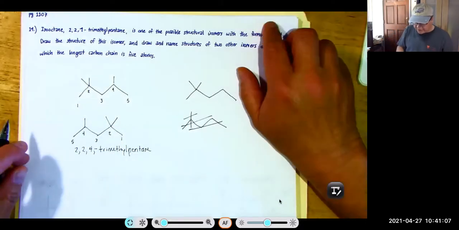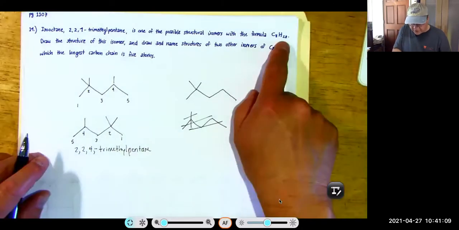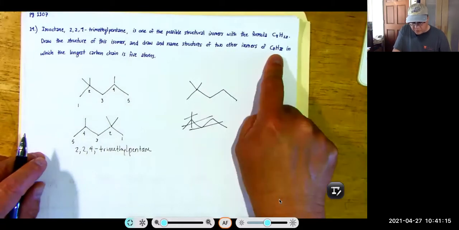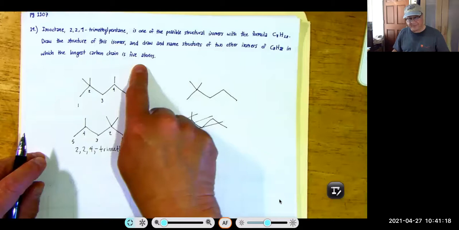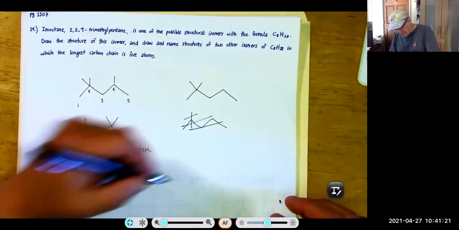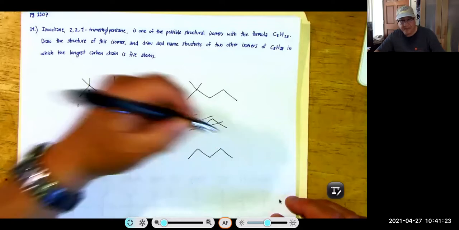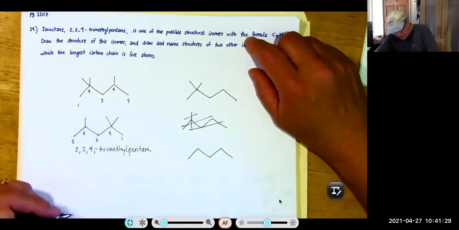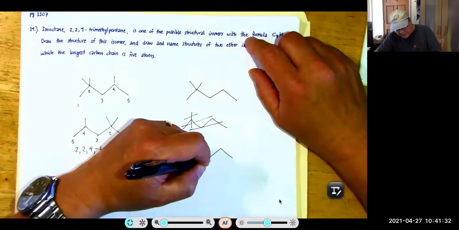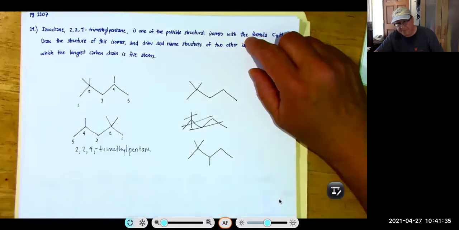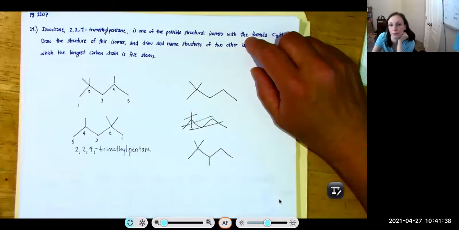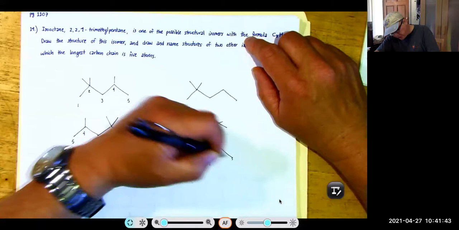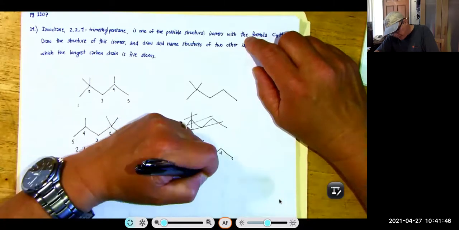Okay, so this is one of the formulas with this. Draw and name the structures of 2 others in which the longest chain is 5 atoms. Okay, so here's the longest chain, 5 atoms, right? Mm-hmm. And I need to add 3 more carbons to this. Could I do this, and would it be different than that? The answer is yes. Because this would be 2, 2, 3 trimethylpentane.